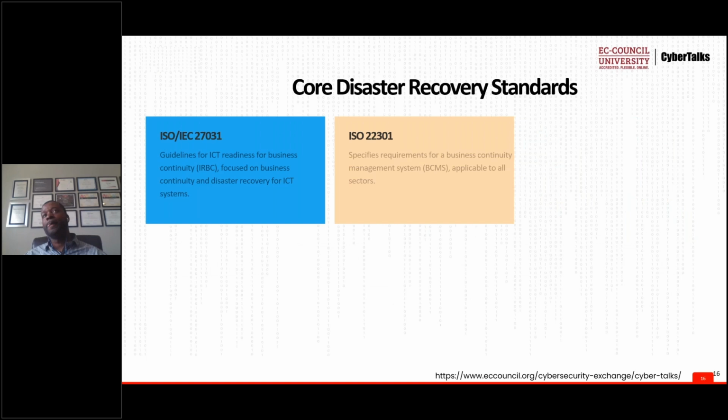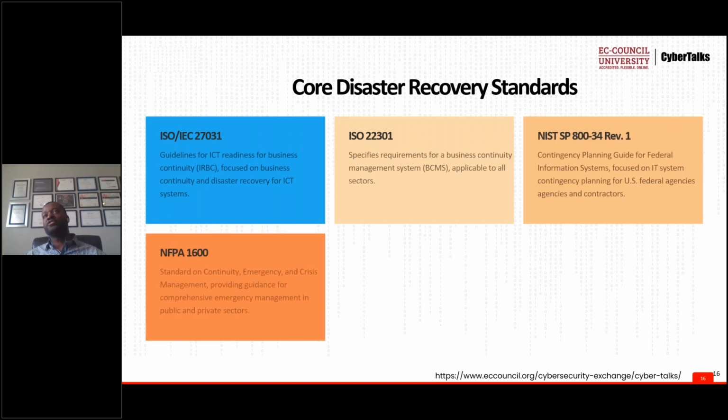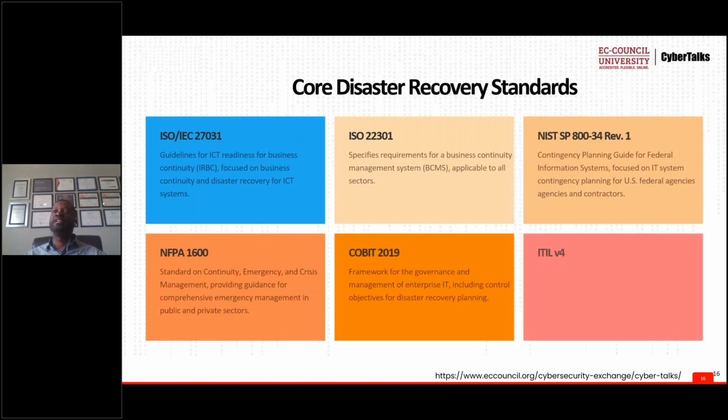So to align disaster recovery with global best practices, organizations must also understand the core standards that define how resilience is measured and maintained. These frameworks serve as the backbone for compliant, auditable, and effective DR plans. Let's walk through them briefly so we all understand what they are and how we can certainly use them.